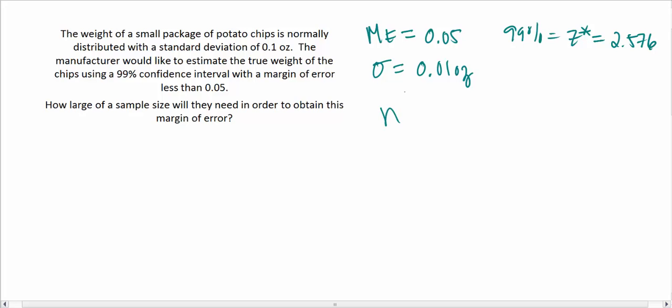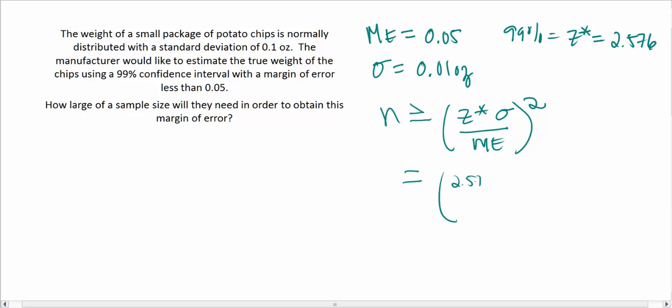The formula, if we recall, is n must be greater than or equal to Z star times sigma all over the desired margin of error, squared. So in this case, we can just plug and chug. Plug in the values that we have above. So we have 2.576 times our population standard deviation of 0.01, all divided by 0.05, the desired margin of error, and then squared.